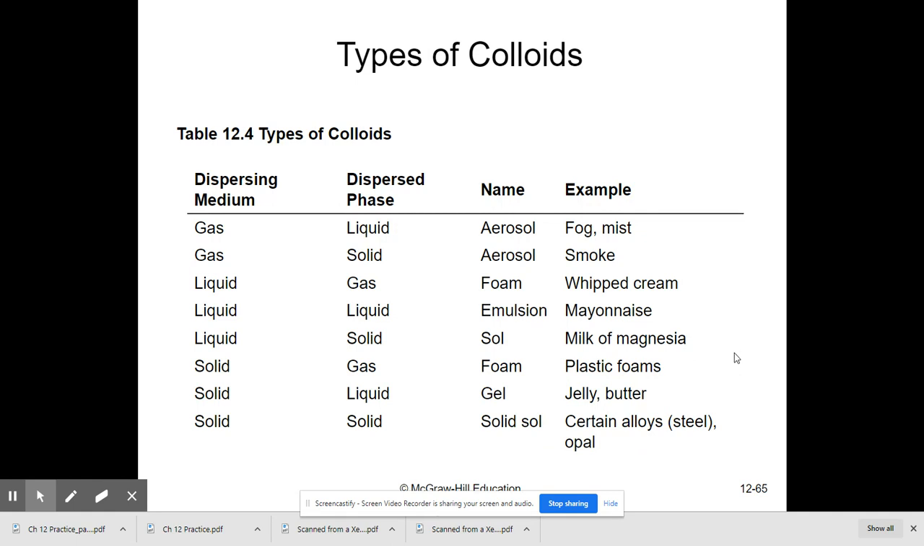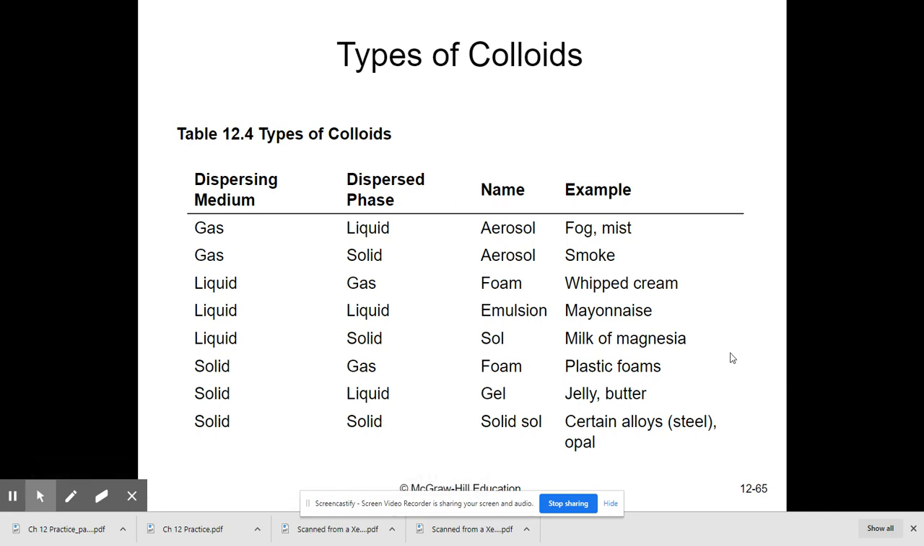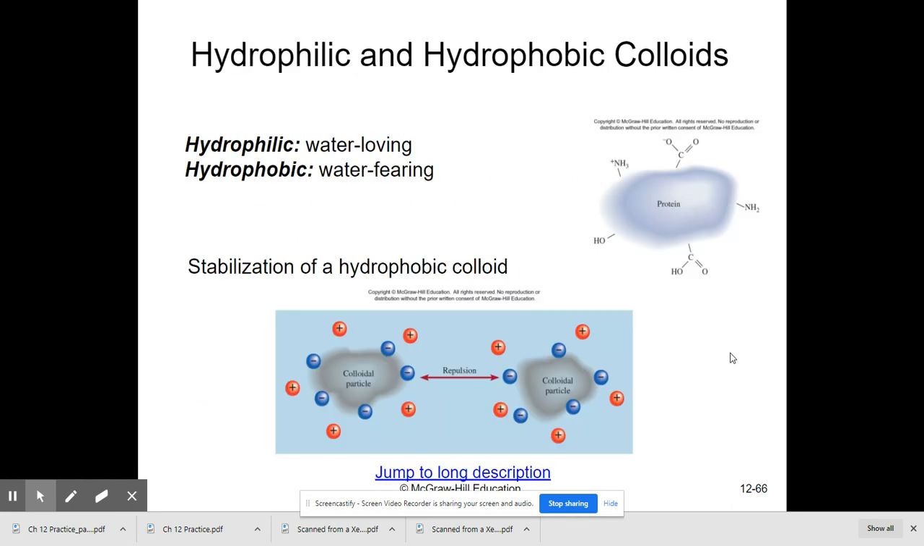There are lots of different types of colloids. Things that you are familiar with, things like fog or mist and smoke, whipped cream, mayonnaise, butter, jelly, plastic foams. These are different types of colloids. They're not completely homogeneous, so they're not a solution. The particles are much larger, which makes them a colloid.